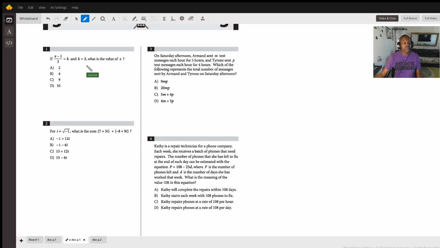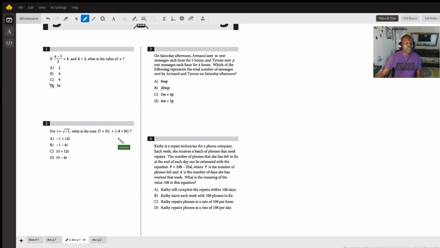I start with the answer. What is the value of x if k equals 3? K equals 3, so I'm going to go right down here. 10, I'm going to pick the one I can guess at. x equals 10 minus 1, that's 9 over 3. So it has to be D.